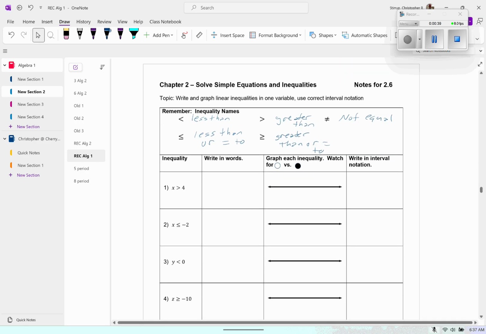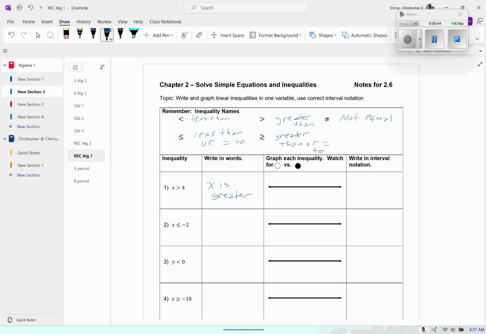All right, so in words, x is greater than 4. So what you're going to do is create a number line, and because you don't have a line underneath it, it's going to be an open circle. So we want numbers going to the right. And then we're going to talk about something called interval notation. So we're going to go from 4 to infinity because it goes forever to the right. And you're going to use a parenthesis on both. Infinity always has a parenthesis because it's an open dot. The 4 has a parenthesis.